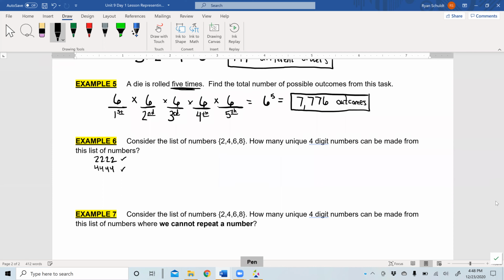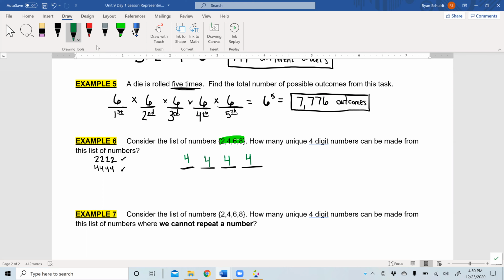So let's see. This 4 digits right here tells me I need to draw 4 blanks. 1, 2, 3, 4. Now, for my first digit, how many options do I have? Look in your list here and count. How many different numbers do you have to pick from? You have four different numbers. So that means we have four different options to go in this first blank. Can I repeat? Well, it doesn't tell me I can't, so I'm going to say I can. So how many different options do I have for the second blank then? Four. The third blank? Four. The fourth blank? Four.